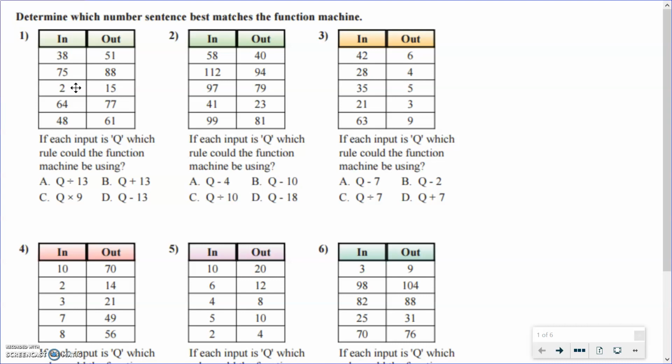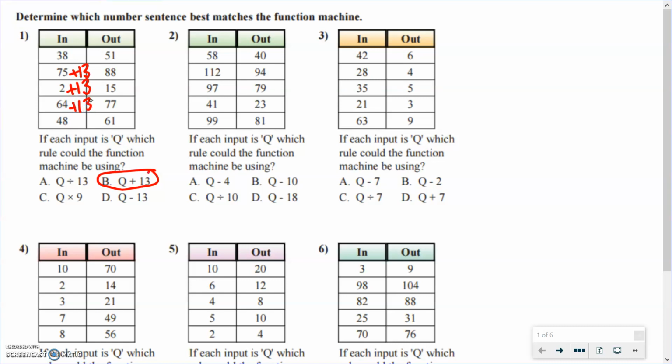And so I'm already noticing that if I add 13 to each of these, that's going to get me the output. So I know that this is the rule. And you can double check by trying it with all of the inputs. But usually if it works for at least 3, you're good.